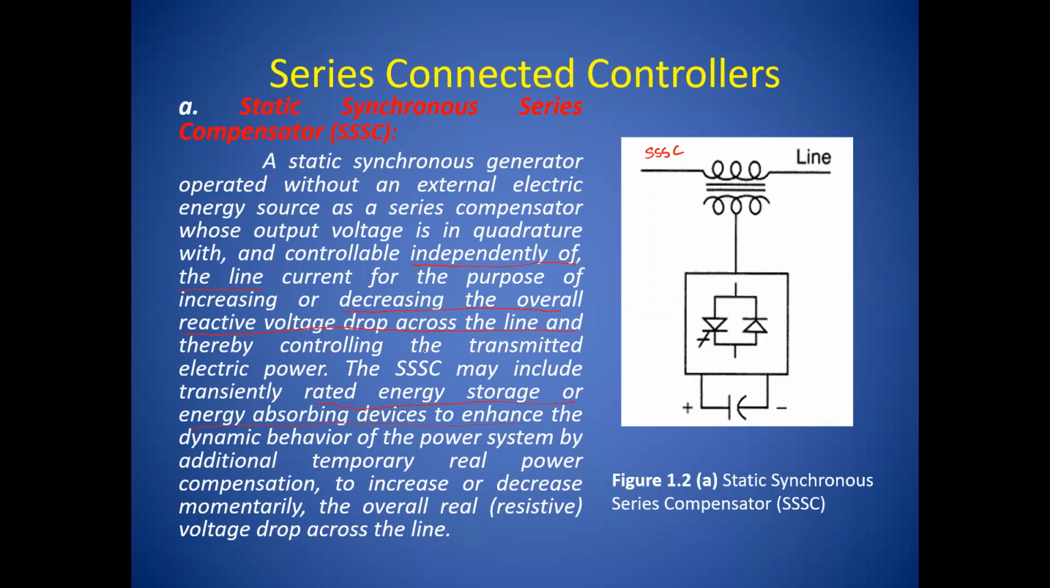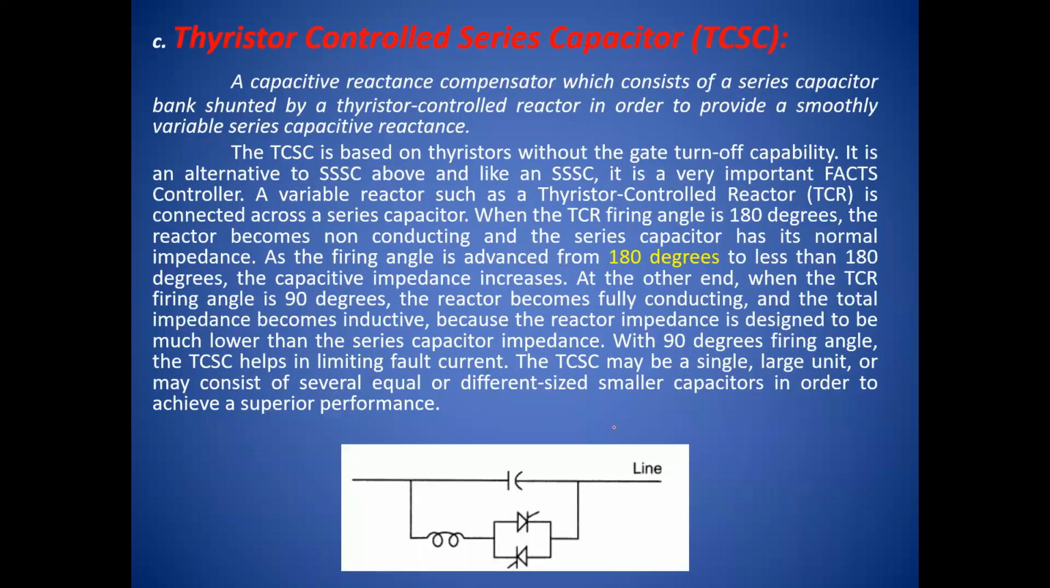Okay, so under such conditions the SSSC is used for the system. Now, again there are different types, similar to the thyristor controlled series compensator. A capacitive reactance compensator consists of a series capacitor bank shunted by a thyristor controlled reactor in order to provide a smooth variable series capacitive reactance.